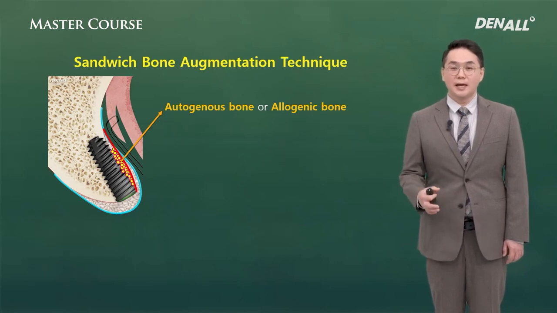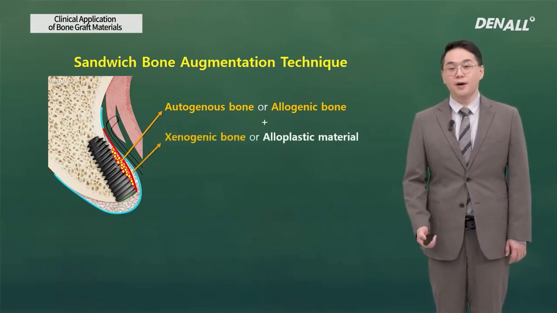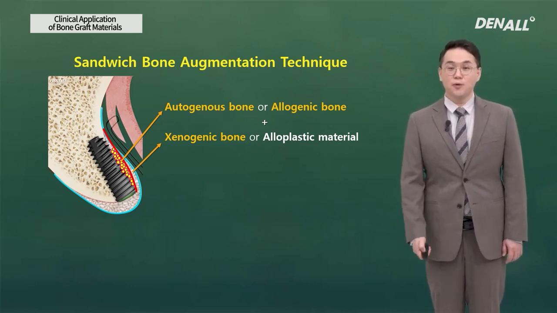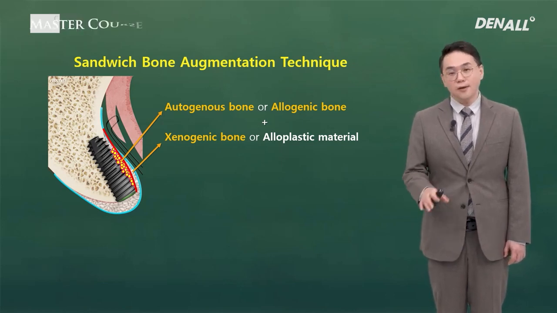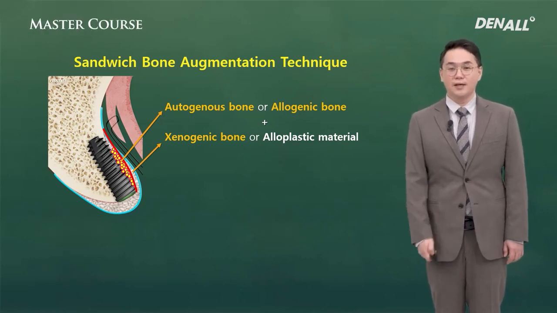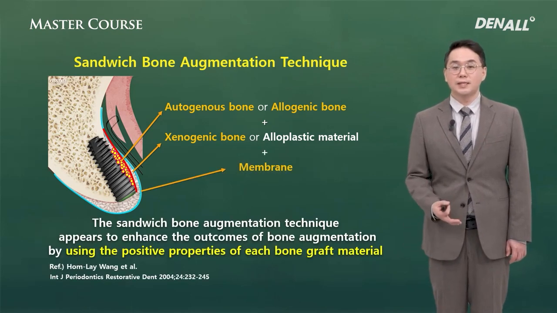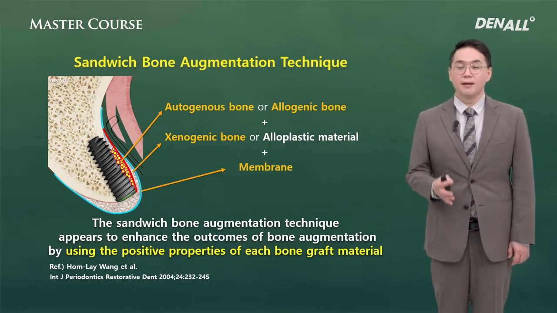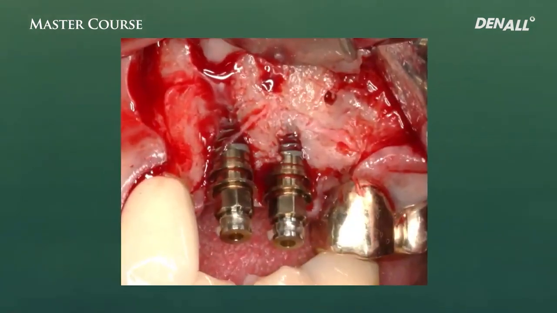Therefore, for long-term and stable alveolar bone contour to be maintained, xenograft or hydroxyapatite-based alloplastic materials need to be used. Rather than mixing two graft materials, you need to use them like a sandwich. After understanding different healing patterns of each bone graft material, you need to use it in a proper place.